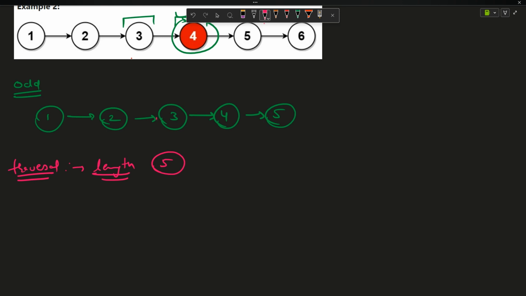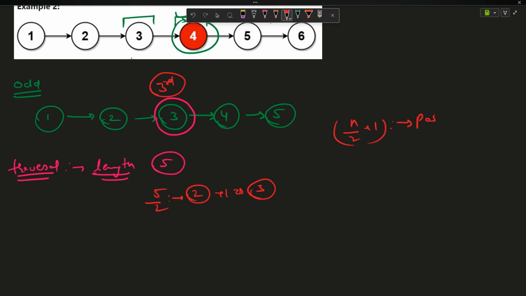What is my target? I want to reach here. So if I do 5 by 2, that will give me integer division 2. But I wanted to reach the third position. So 2 plus 1 equals 3. So n by 2 plus 1 in the case of odd is giving me the position. But I don't want the position only. I want the element as well. I want the node as well.